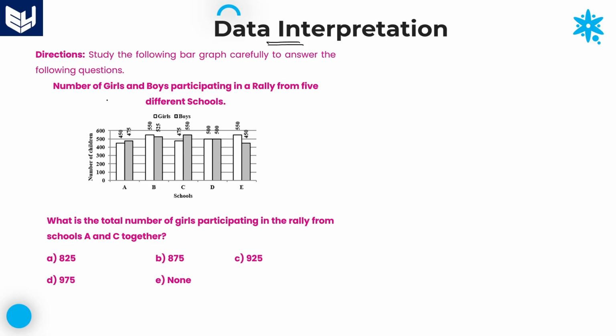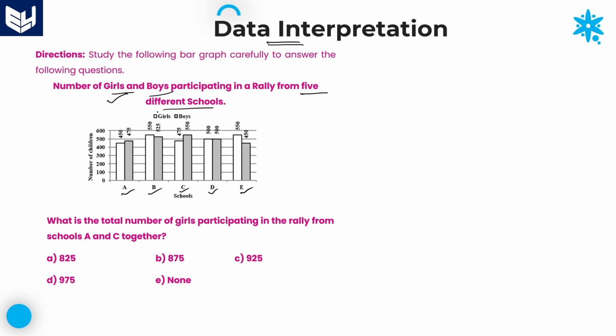The information is about the number of boys and girls participating in a rally from 5 different schools. Here the information is about how many girls and boys are participating in a rally from 5 different schools. The 5 different schools are A, B, C, D, E, and how many girls and how many boys are participating in a rally. That is the given information.